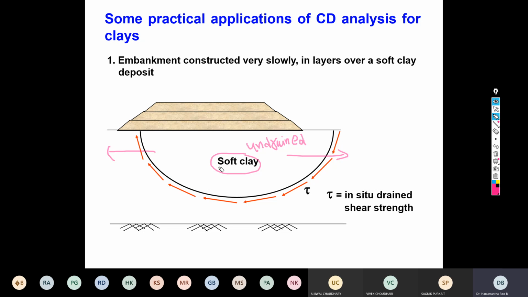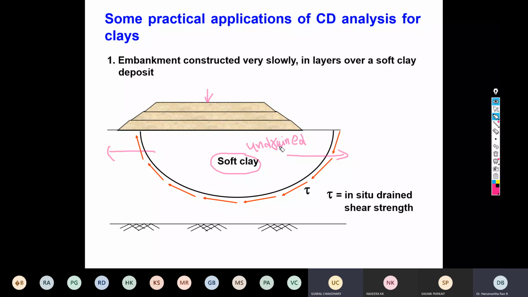Okay. Now, for example, in one season or during the construction, what kind of condition prevails on the soft clay? Is it undrained or drained condition? During the imposition of surcharge load, what kind of condition prevails in the soft clay? Drained condition. During the initial condition, it is undrained condition.